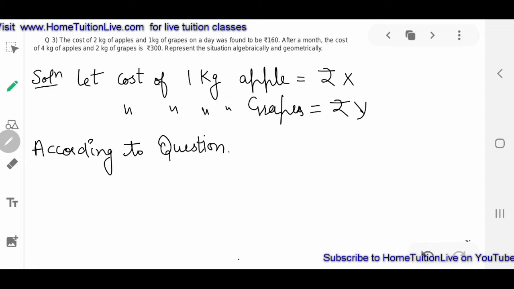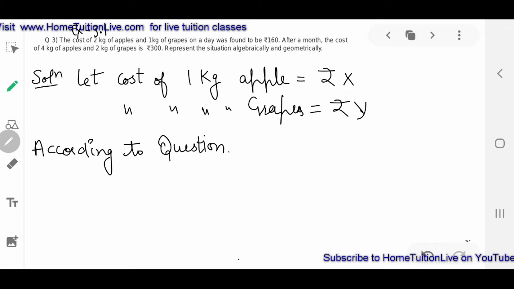Here in front of us we have question number 3 of exercise 3.1. The cost of 2 kg of apples and 1 kg of grapes on a day was found to be rupees 160. After a month, the cost of 4 kg of apples and 2 kg of grapes is rupees 300. So represent the situation algebraically and geometrically.